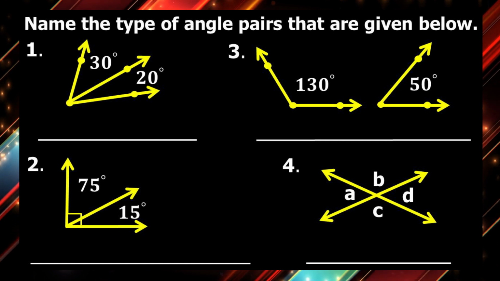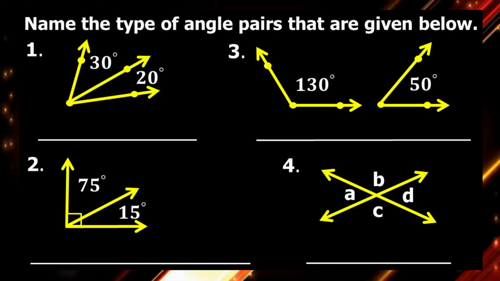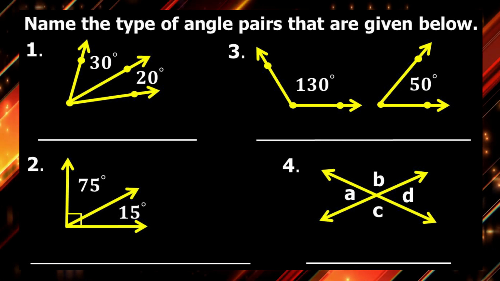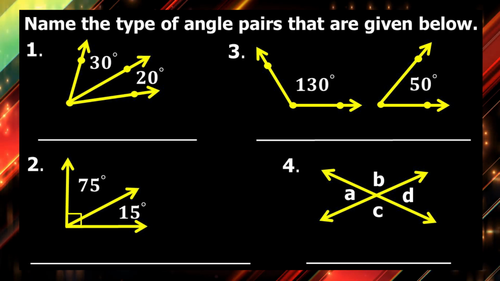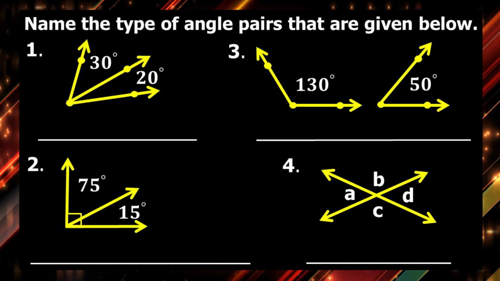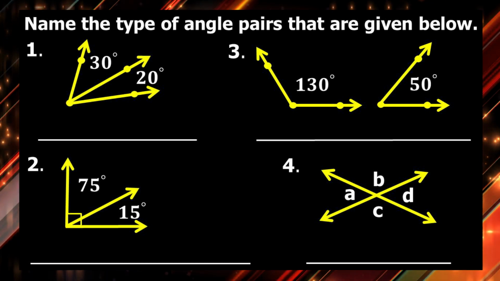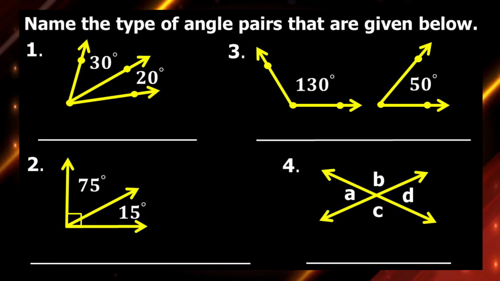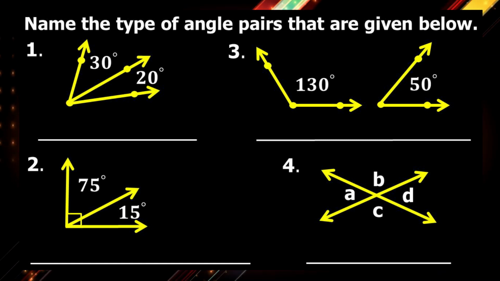Number 4. Two intersecting lines with two pairs of non-adjacent angles where the first pair constitutes angles A and D and the second pair constitutes angles B and C.